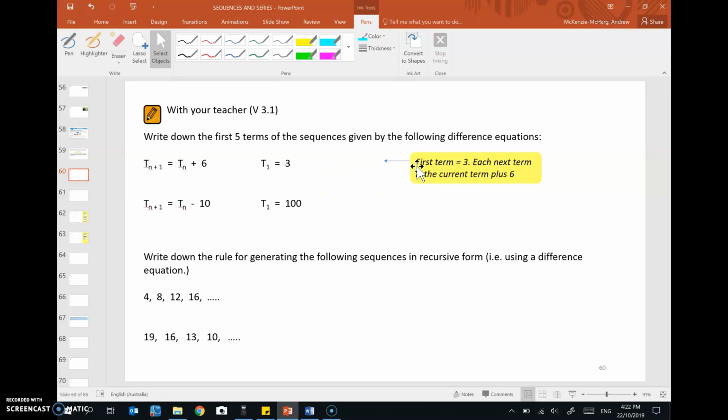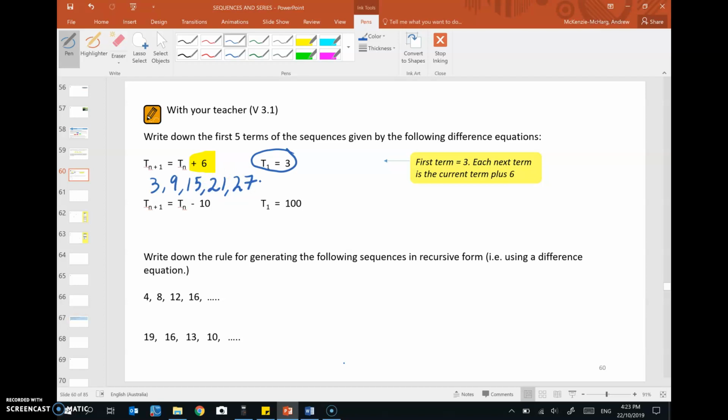So I'm just going to work through some examples here on using difference equations and show you how they work. We're asked to write down the first 5 terms of these sequences. This sequence starts with a 3, because the first term we're told is 3. Now to get from one term to the next, we need to add 6. So I'm going to go 3 plus 6 gives 9, then 15, 21, and there is 27. So there's the first 5 terms of that sequence.